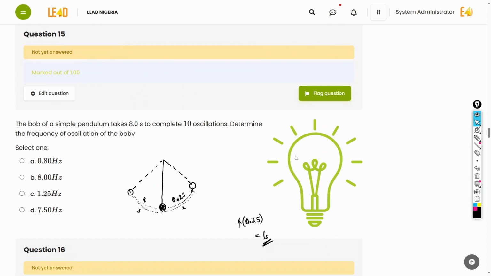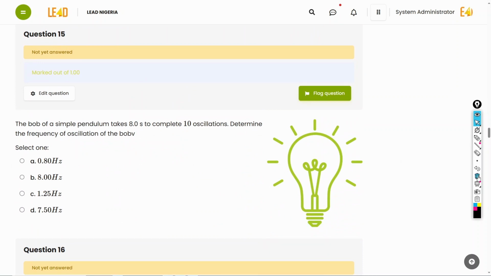Okay, that's 14. 15 says, the bulb of a single pendulum takes 8 seconds to complete 10 oscillations. Determine the frequency. All right, so the definition of frequency itself answers the question, how many oscillations per second?